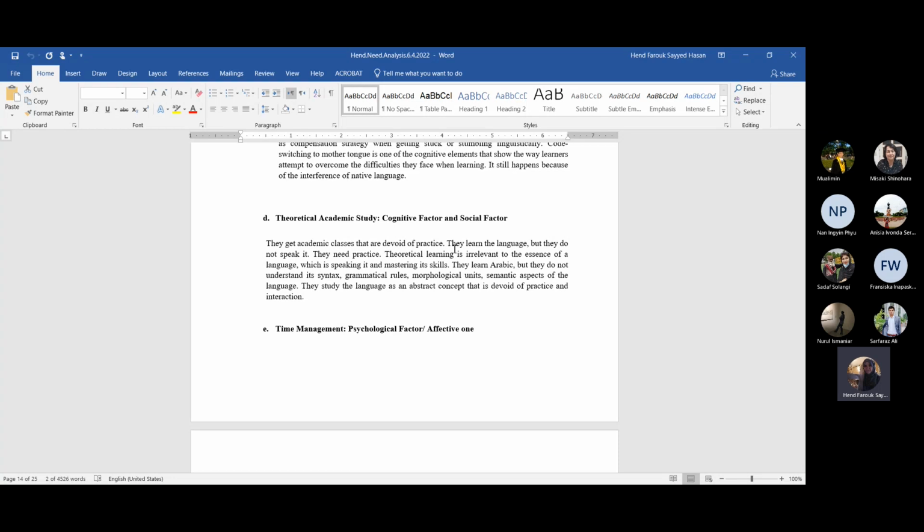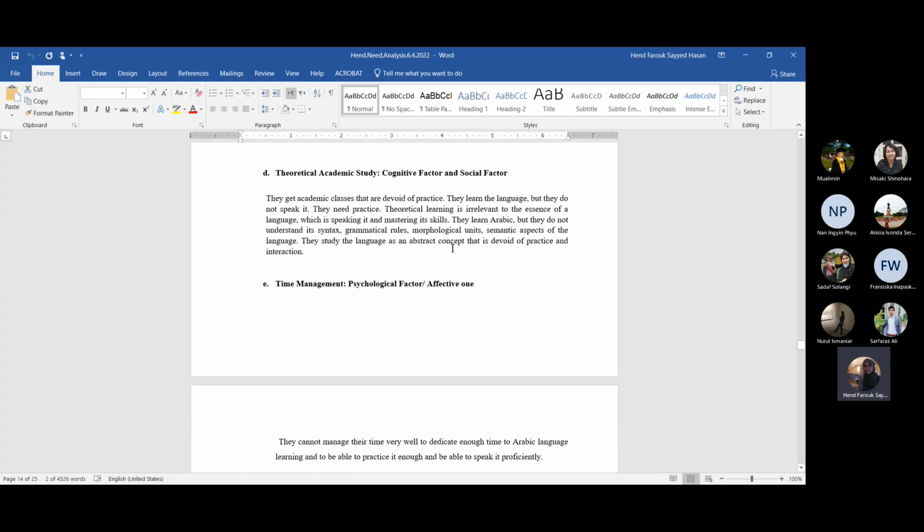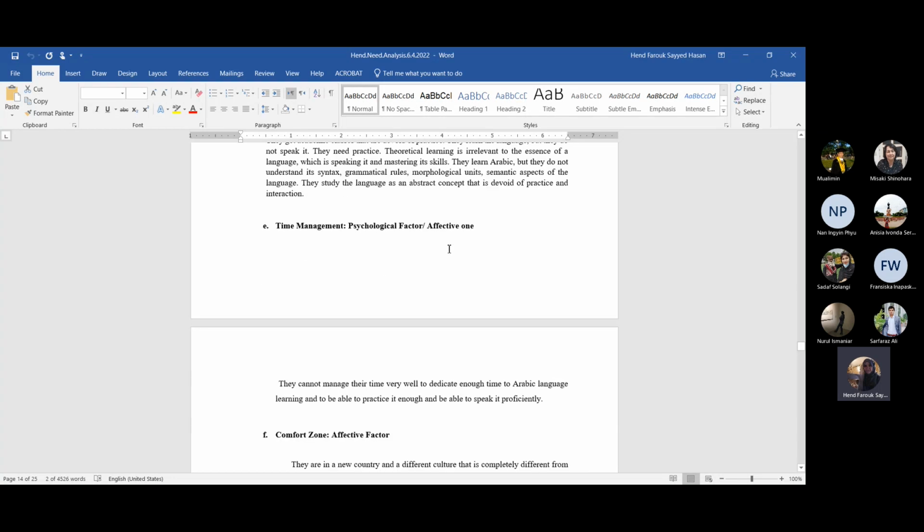They need practice. Theoretical learning is irrelevant to the essence of language, which is speaking and mastering all the skills of the Arabic language. They learn Arabic, but they do not understand its syntax, grammatical rules, morphological units, and semantic aspects of the language. They study the language as an abstract concept that is devoid of practice. So they need more practice.